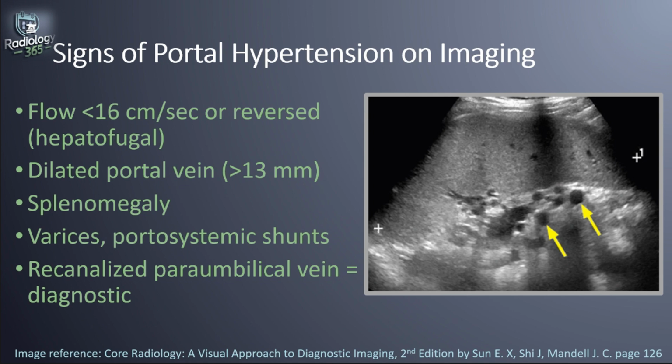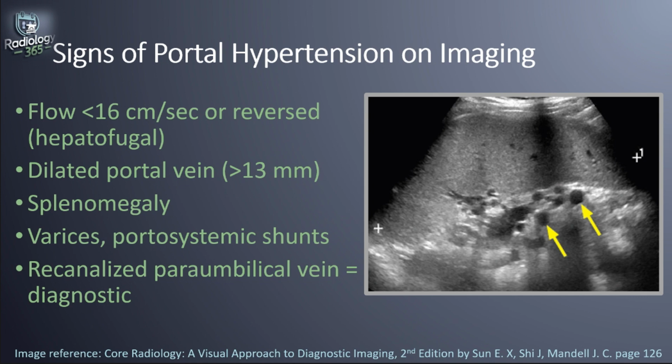Now here's a pro tip: not every portosystemic shunt equals portal hypertension. For example, if you have an isolated splenic vein blockage, just the splenic vein being blocked from maybe pancreatitis, you might get some shunting occurring, but that's not necessarily from a problem in the liver. It's not from portal hypertension. But if you see a reopened or recanalized paraumbilical vein, that one is diagnostic for portal hypertension.